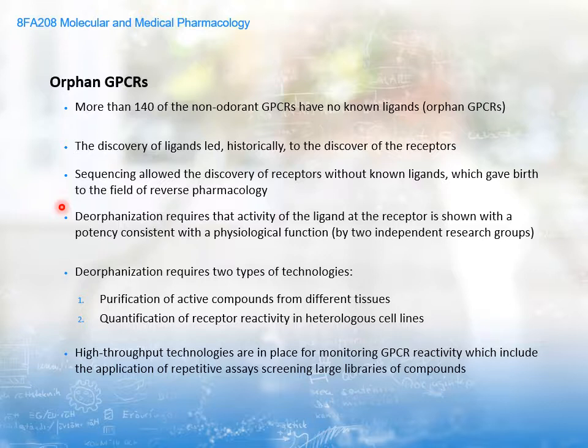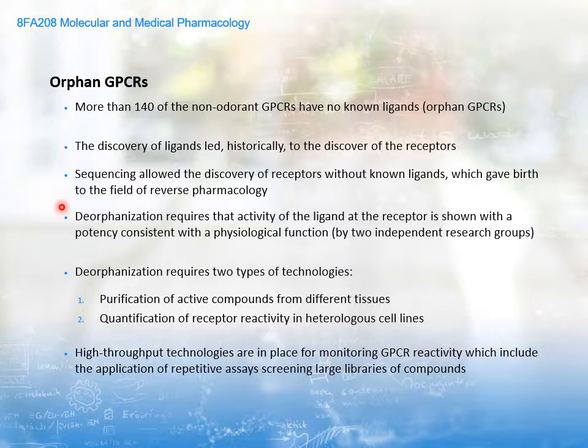And the important thing in this case is, of course, that the ligand of this receptor should have a potency that is consistent with a given physiological function. De-orphanization has required two types of technologies. One is the purification of active compounds from different tissues. Essentially, we need to find a ligand. We guess that this ligand is expressed in the tissues, but we don't know what it is. So it requires the purification of multiple active compounds.